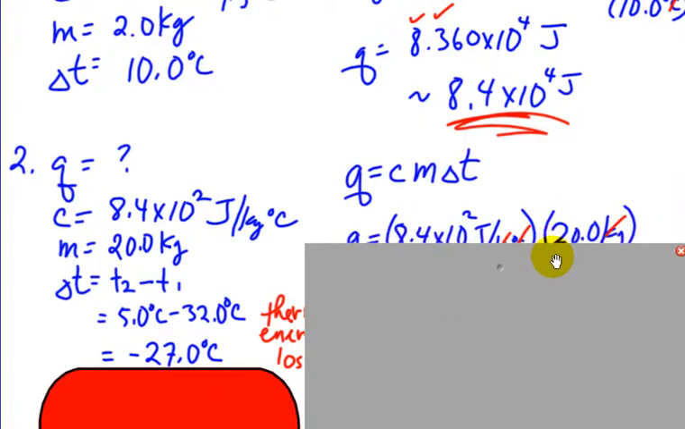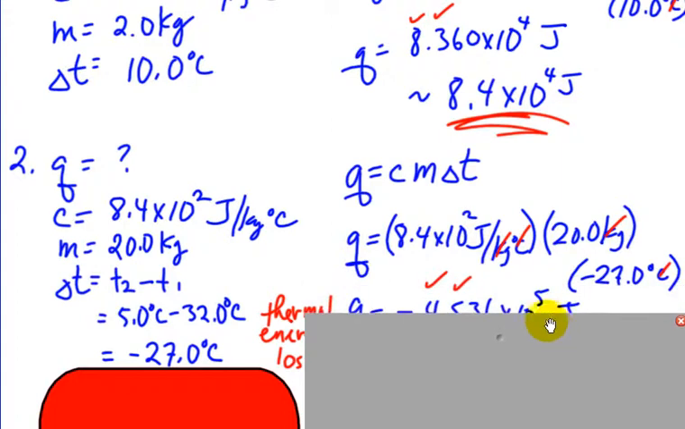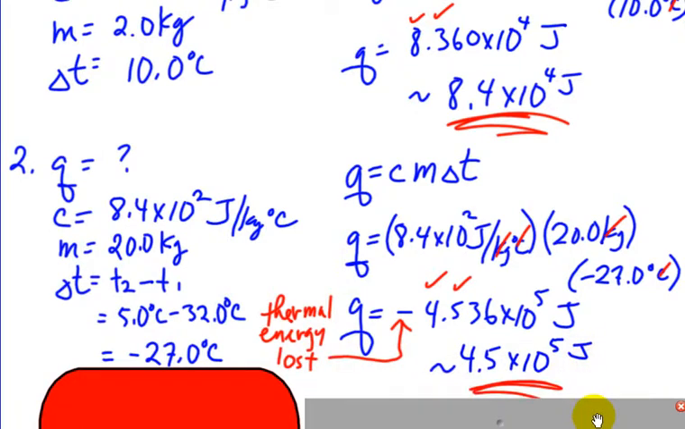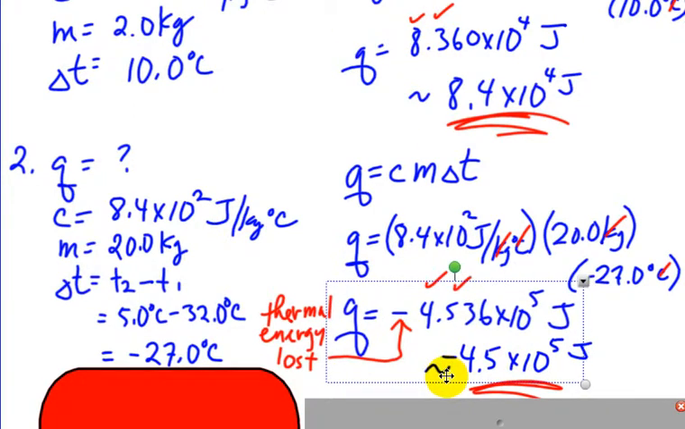So Q equals c m delta T: specific heat capacity, times my mass, times my change in temperature, and again kilograms and degrees C cancel. I'm left with negative 4.536 times 10 to the 5 joules. We have 2 sig figs here with 5.0, so I round it off to 2. And of course, the negative implies that heat or thermal energy is being lost. So I should get a negative number, and in fact I do.